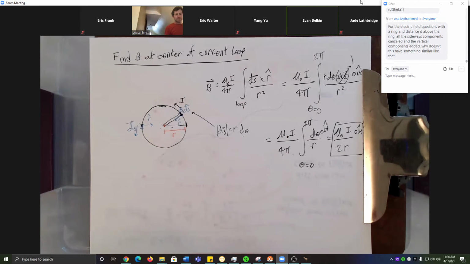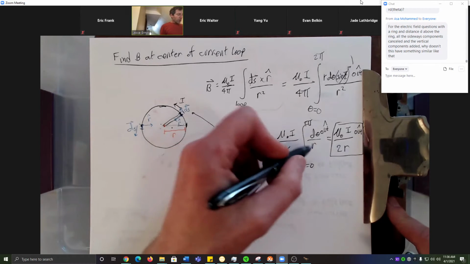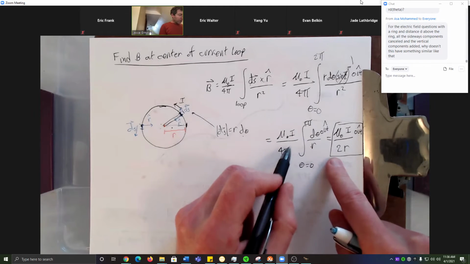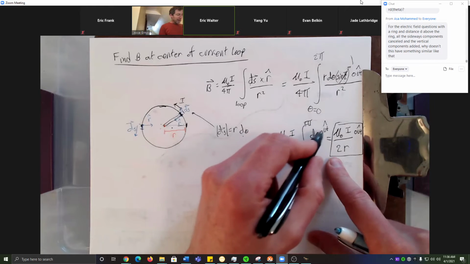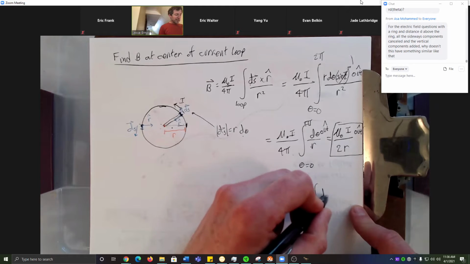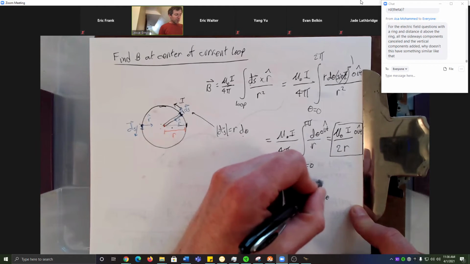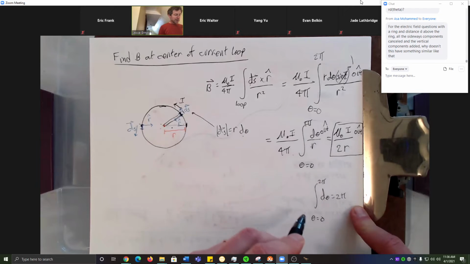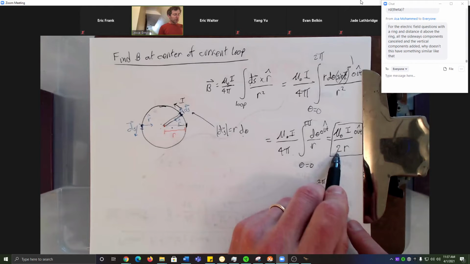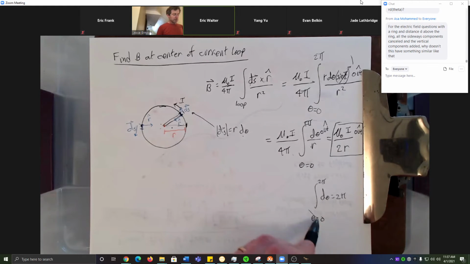Okay. Alrighty, and another question, if I may. Can you please just explain how you integrated from d theta over r to mu naught I over 2r? Yeah, so all I did, I pulled the r out, which left me with 1 over r, and then I pulled the theta hat out. So that just left me with the integral of d theta from theta equals 0 to 2 pi, which is 2 pi. And then I canceled the 2 pi and the 4 pi to leave a 1 over 2. Okay, thank you. That makes sense now.